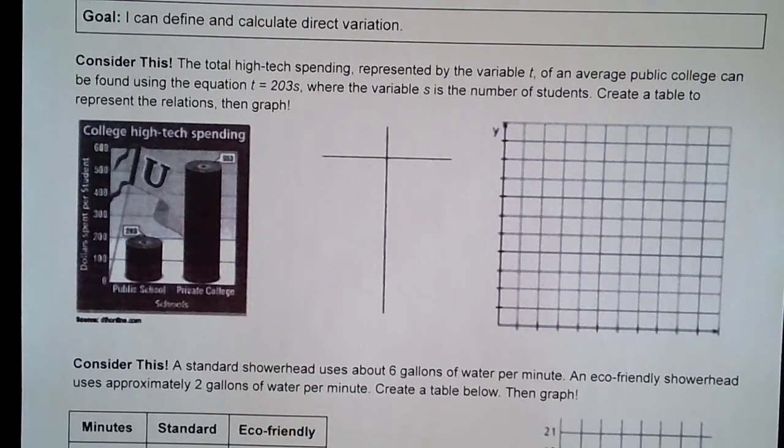The total high-tech spending, represented by the variable T, of an average public college can be found using the equation T equals 203S, where the variable S is the number of students. Create a table to represent the relations and then graph.